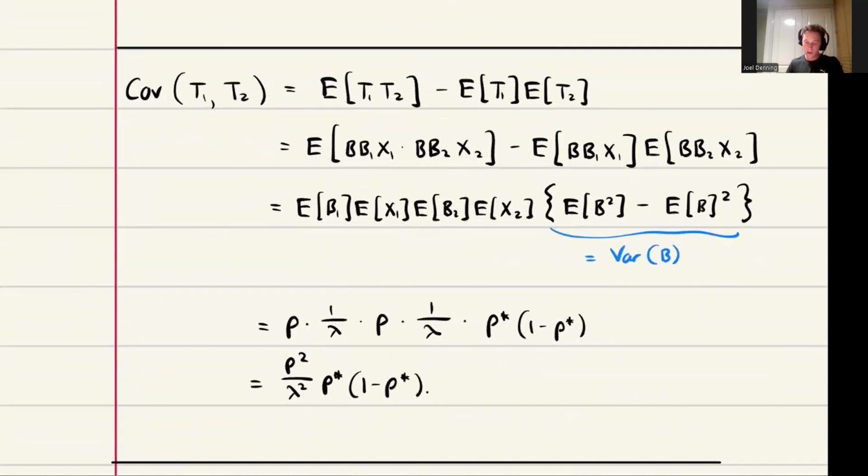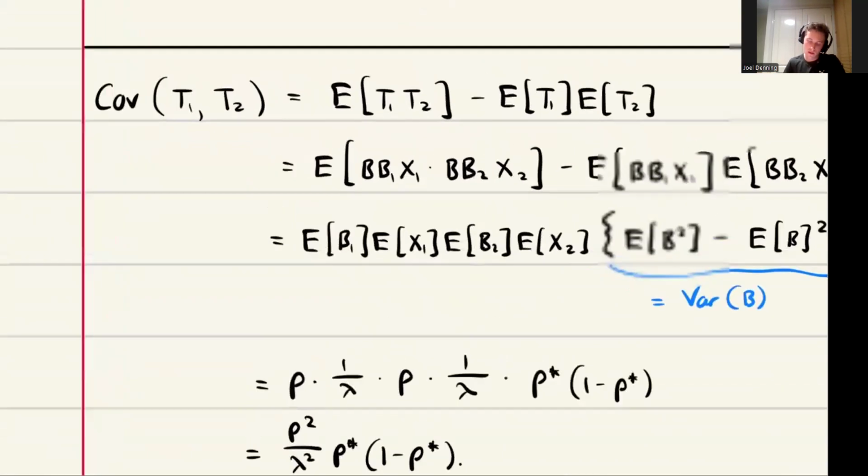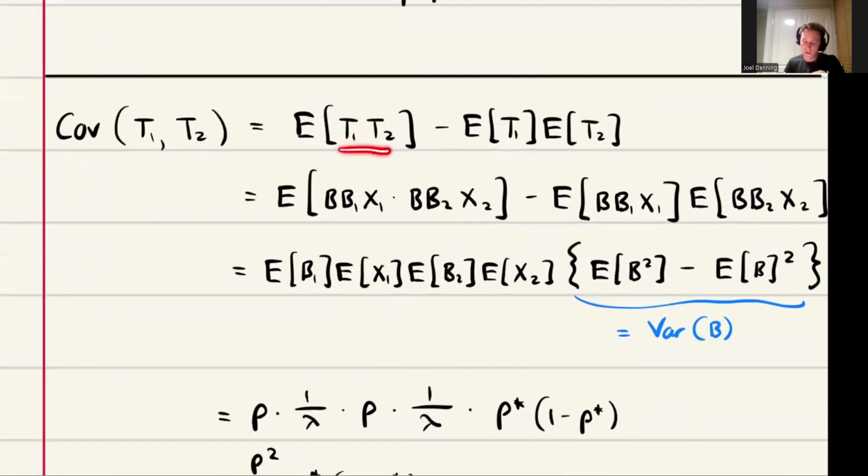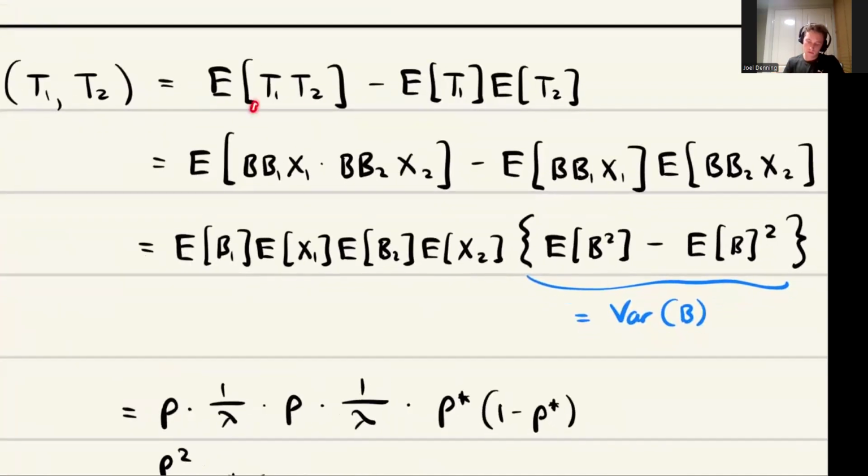To do the covariance, we again appeal to the definition of covariance. So it's going to be the expected value of T1 times T2 minus the expected value of T1 times the expected value of T2. The first thing we're going to do is just replace T1 and T2 with their definitions, so the B, B1, X1, B2, X2, all of that stuff. Shoving all of that into our expectation, we'll get these, and then the same over here, we'll get those.